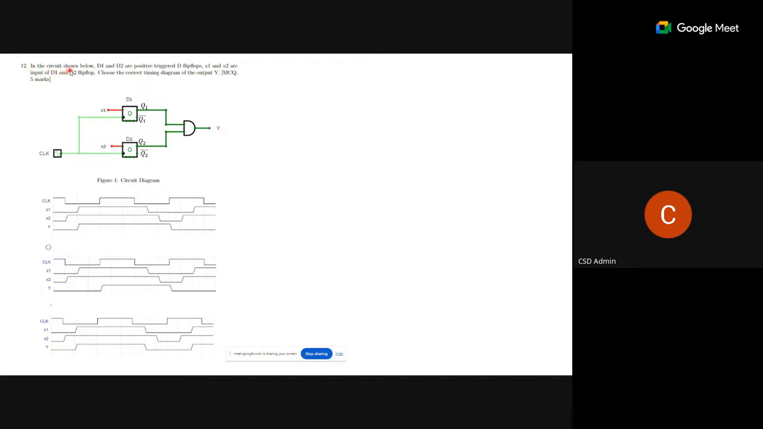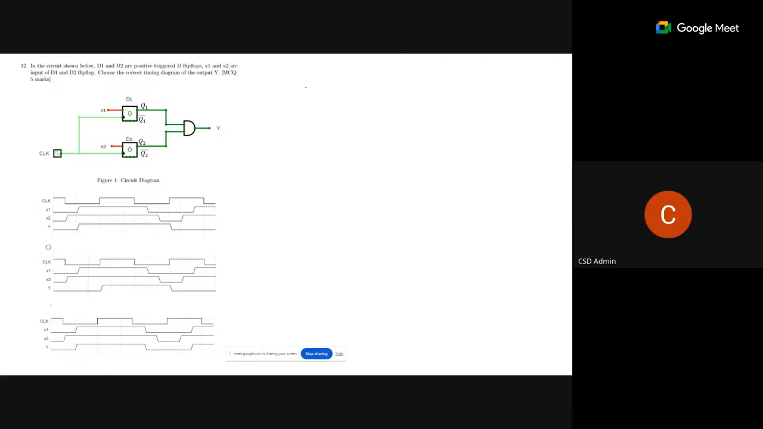In the circuit shown below, D1 and D2 are positive-edge-triggered D flip flops, X1 and X2 are inputs of the D flip flops. Choose the correct timing diagram of the output Y. So what will be the output Y? Which one will be correct? This takes a little more time. Okay, let's solve. X1 clock is given, X1 and X2.